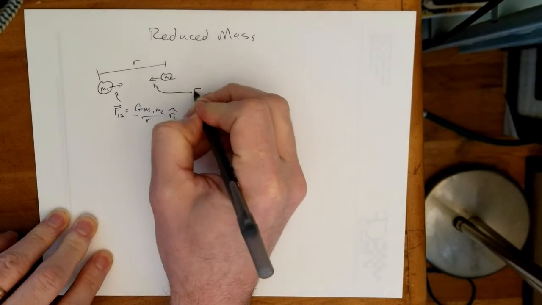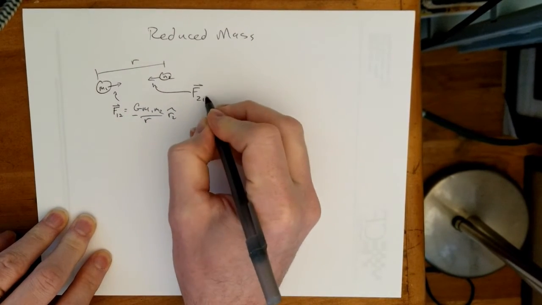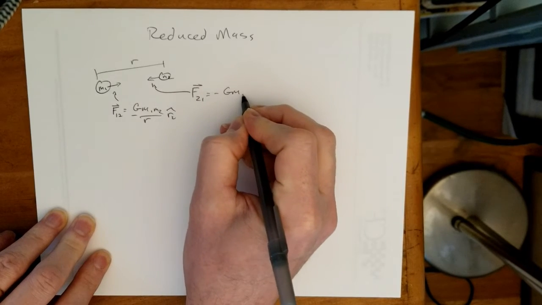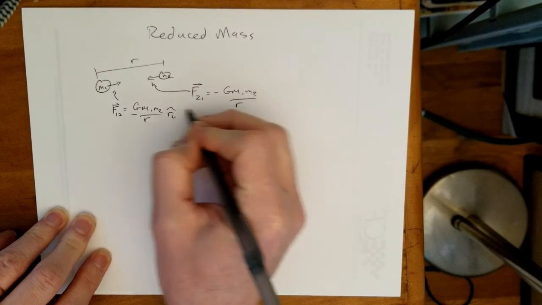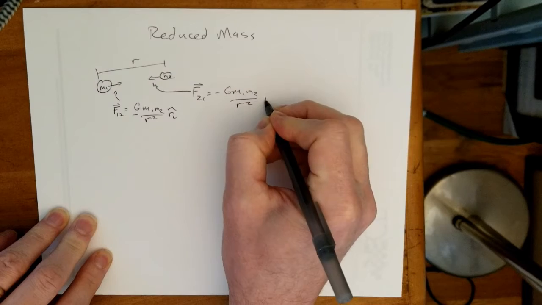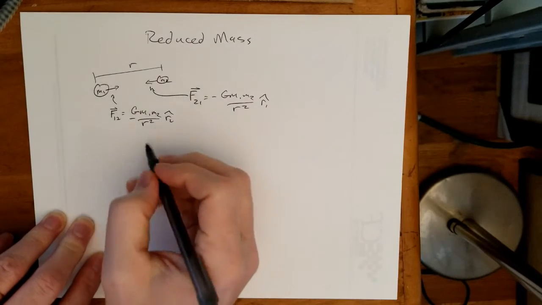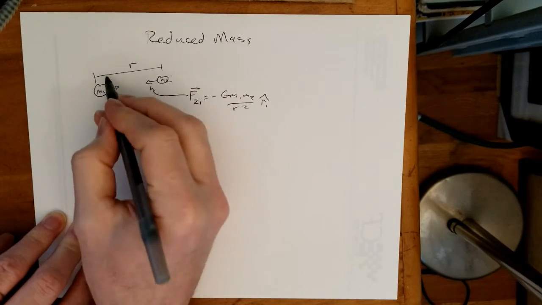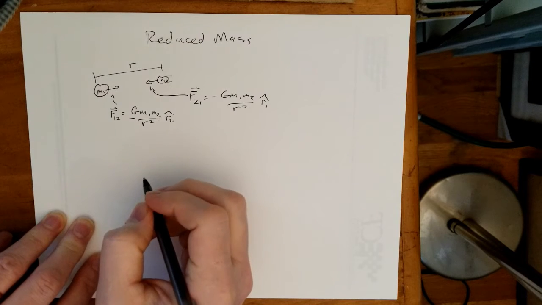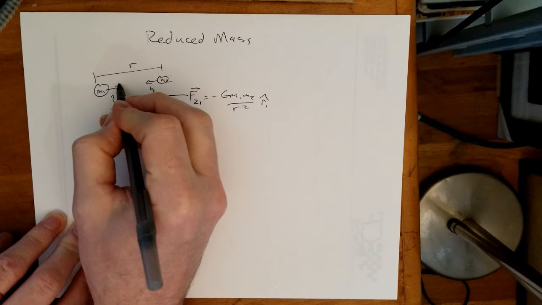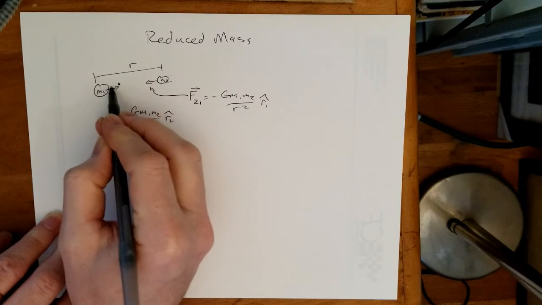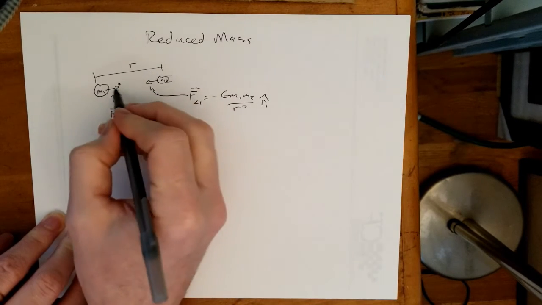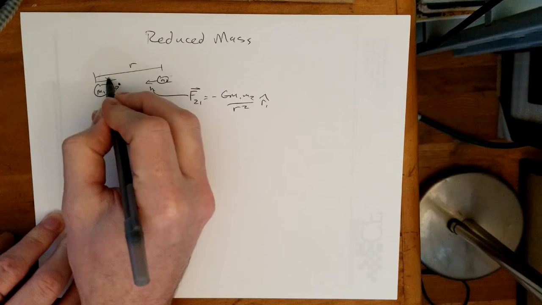This is the force on 2 from mass 1, and that's negative G mass 1 mass 2 over r squared r1 hat. So there is a center of mass between these two, and we'll just work under the assumption that mass 1 is bigger, so it's going to be closer to it, but it really doesn't matter. It's some position here. This is some distance x.